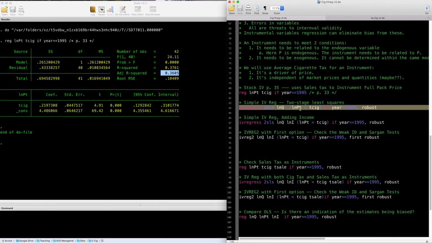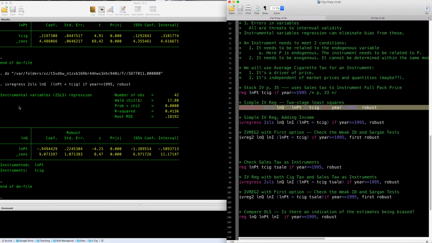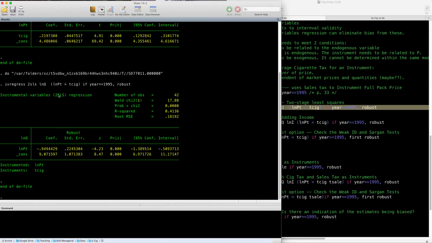This is IV regress, the standard Stata command for instrumental variables. It is an instrumental variables regression using two-stage least squares. It has a higher R squared, 41, so that's decently high. And it's just showing the second regression equation, which is quantity on price. Since it's using logs, we think of this as the price elasticity of demand, so minus 0.9. If you remember, this is not too far off what we had in previous videos.